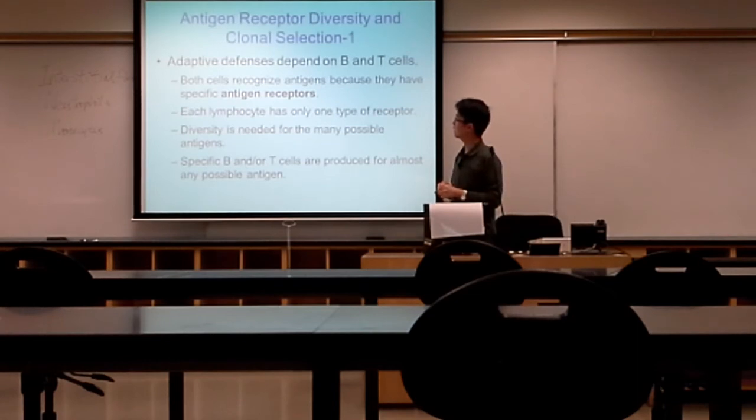Adaptive defenses depend on B cells and T cells. We'll talk about those. The reason is that B cells and T cells have antigen receptors that can recognize specific antigens. Each lymphocyte doesn't have every type of receptor. Therefore, we have a lot of different types of B cells and T cells. Each type of B cell or T cell has one specific antigen receptor.